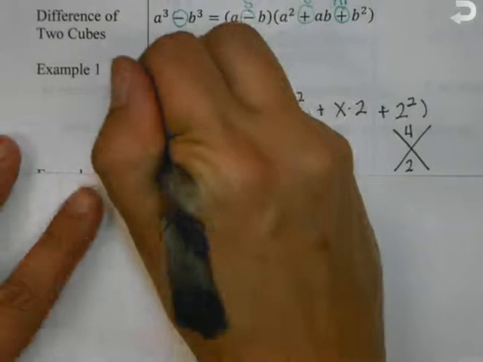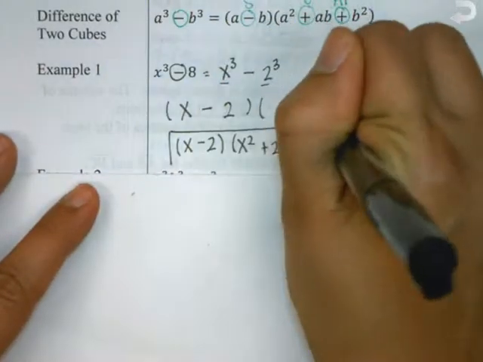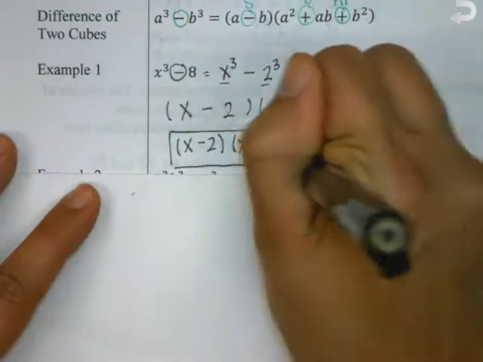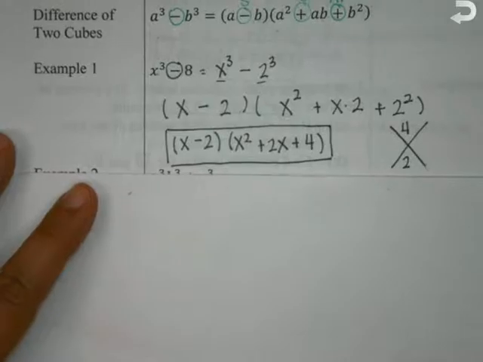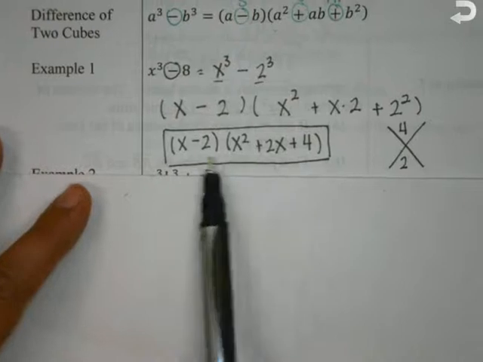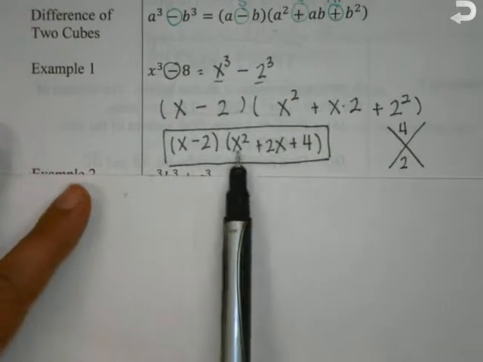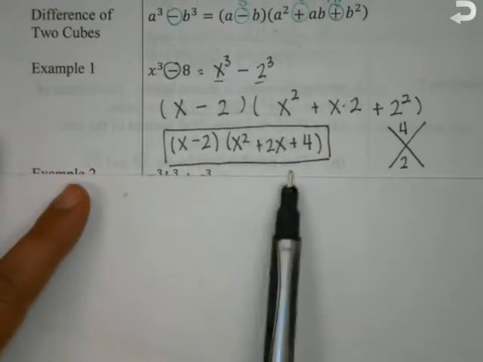Okay, and it's actually always going to work out that way. So you can do a quick mental check for yourself if you're ever unsure, but it will always be factored all of the way after that step.